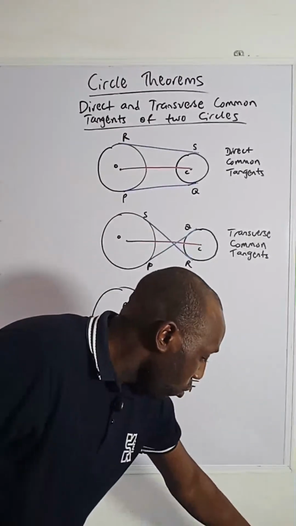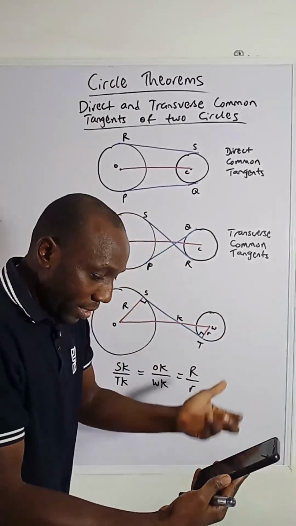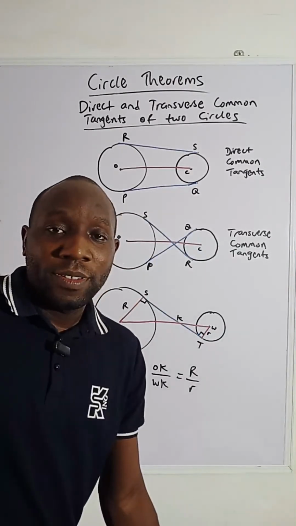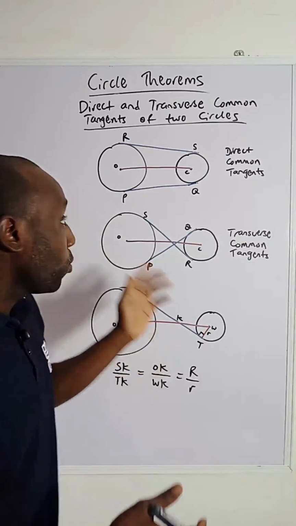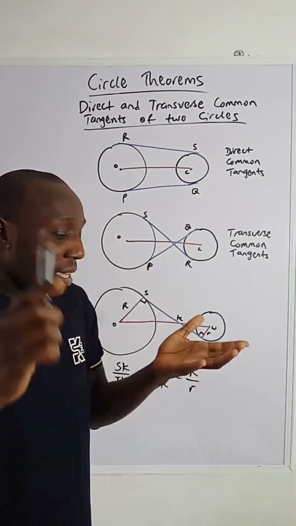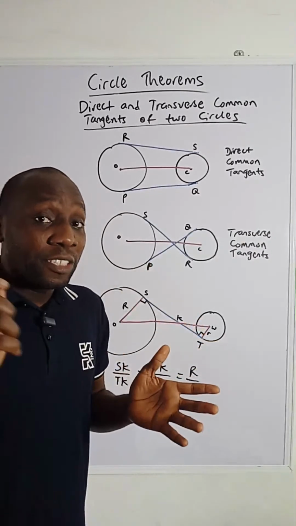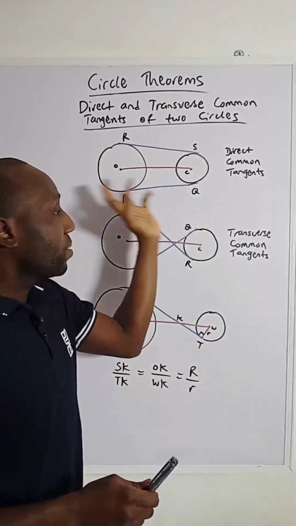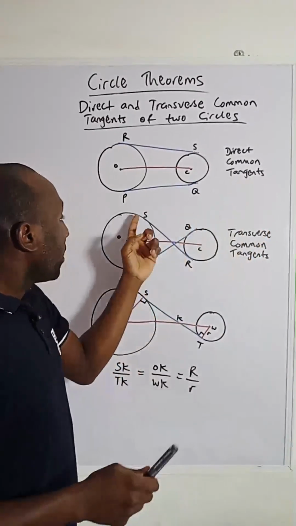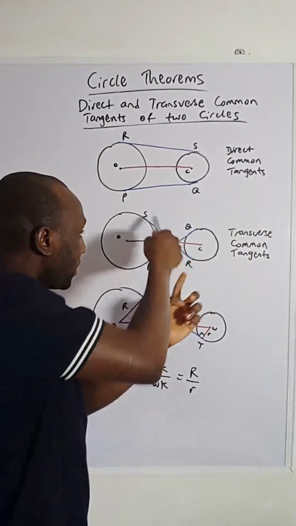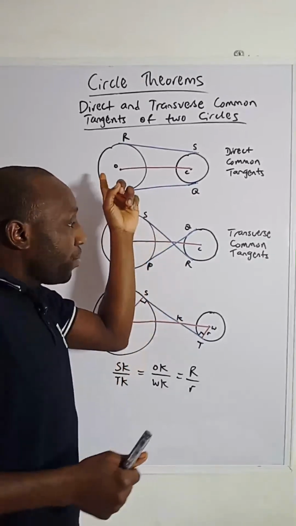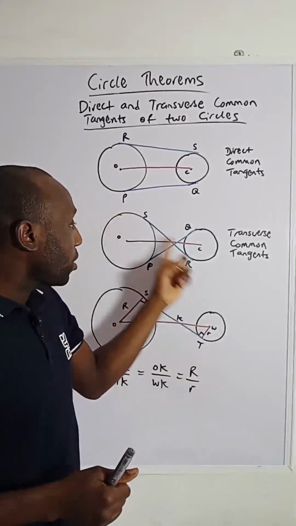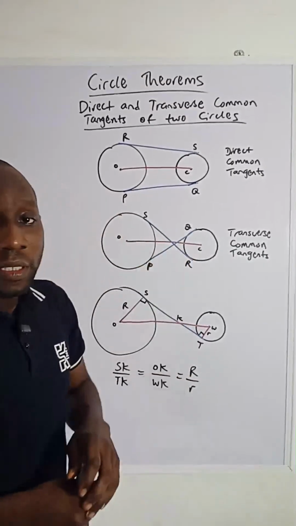Okay, can you just type 1 in the comment if you understood what I've done so far? So far I've talked about direct common tangent and transverse common tangent. As you can see, top to top, base to base, direct common tangent. Here, top to base, same, it's a tangent, but it's touching the top to the base of the other circle. All right, so this is transverse common tangent.